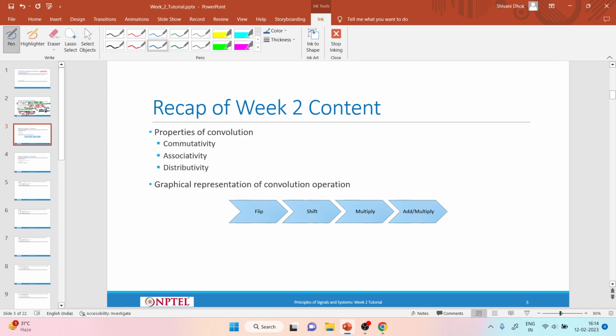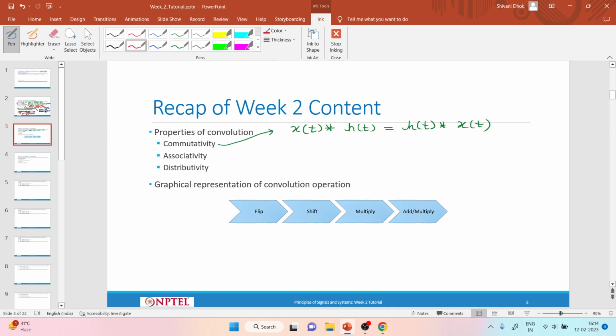After that, certain properties of convolution were analyzed. The first one was commutativity, and it said that if x of t is convolved with h of t, where this asterisk sign is basically the symbol for convolution, this is equal to h of t convolved with x of t.